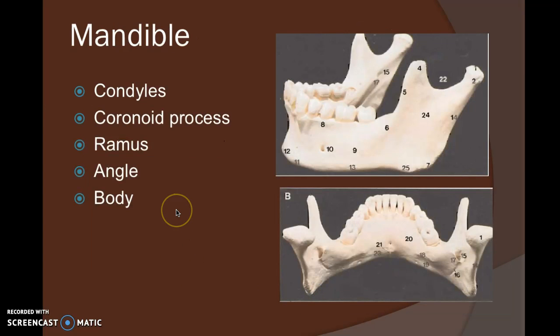structure. Here's the mandible, and we have a U-shaped bone with condyles on either end on top. In front of this bony projection is the coronoid process. The vertical portion of the mandible is called the ramus. This angle here is the mandibular angle. The body of the mandible is here.